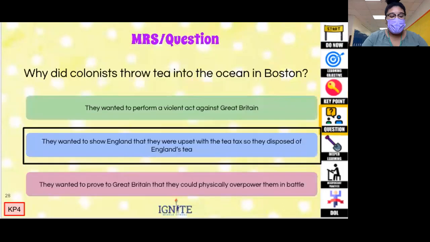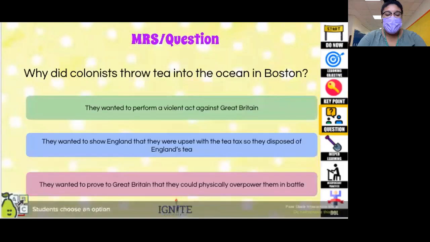Okay, next question. Why did colonists throw tea into the ocean in Boston? They wanted to perform a violent act against Great Britain. They wanted to show England that they were upset with the tea tax, so they disposed of England's tea. They wanted to prove to Great Britain that they could physically overpower them in battle. Go ahead and select your response.